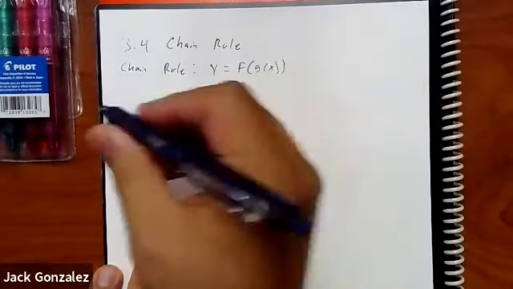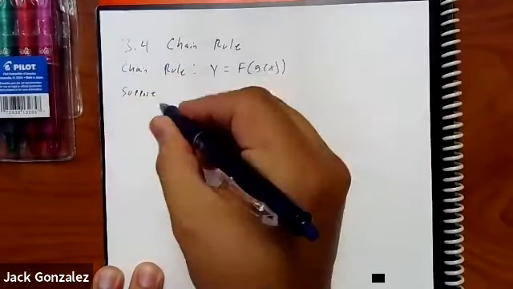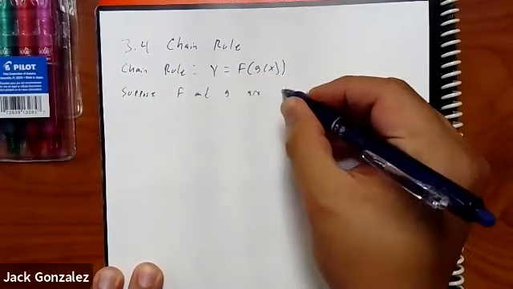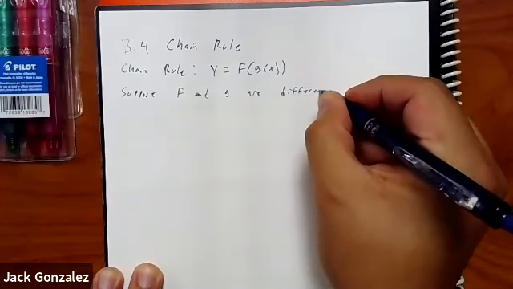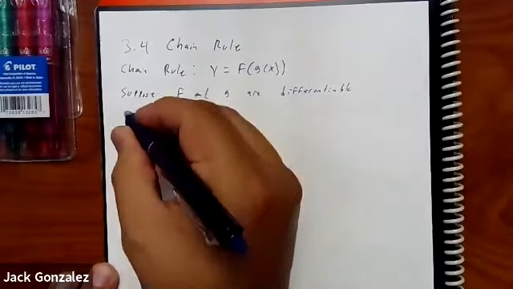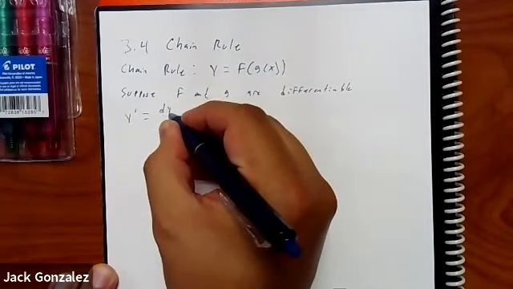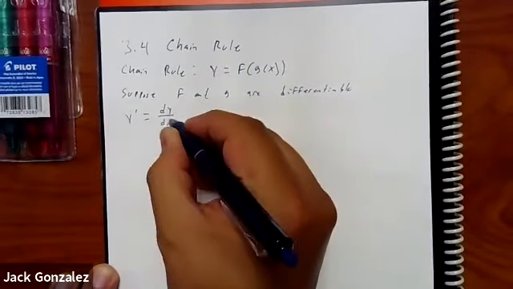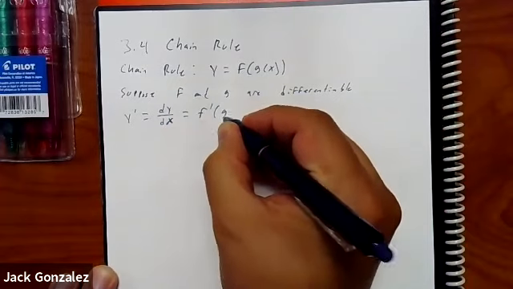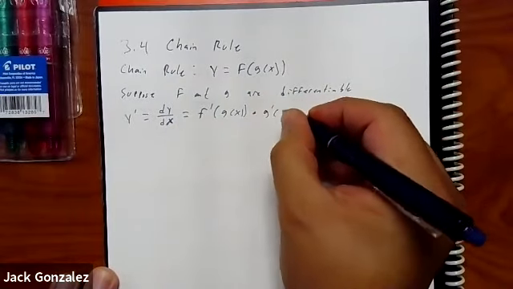So the rule says, suppose f and g are differentiable. y prime will then be equal to, or if you prefer, dy dx, that will be equal to the derivative of the outside function, leaving the inside alone, times the derivative of the inside.